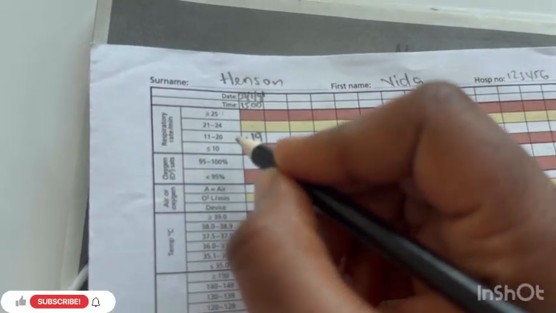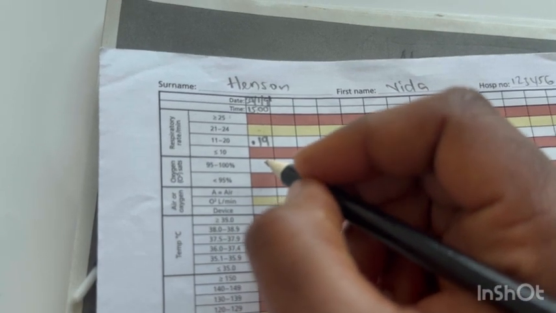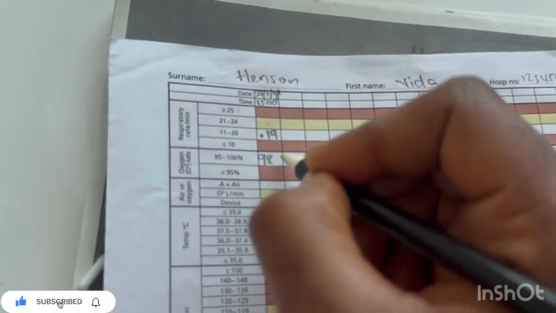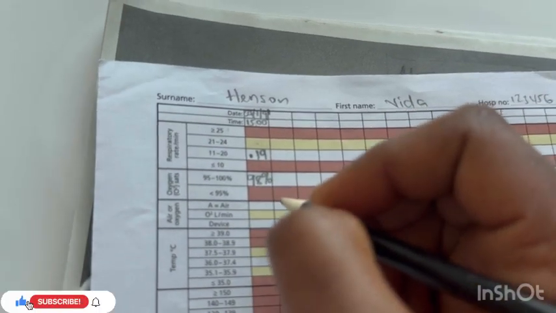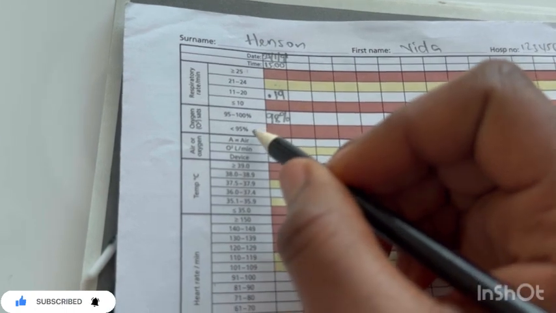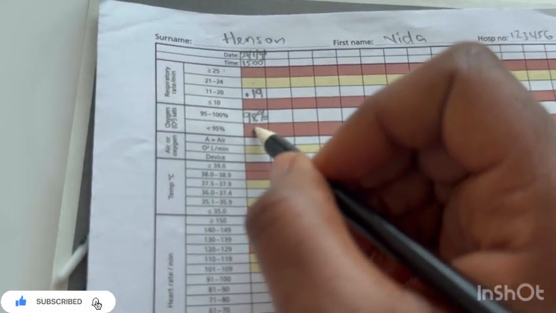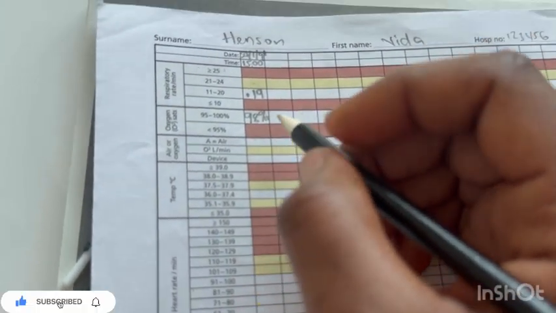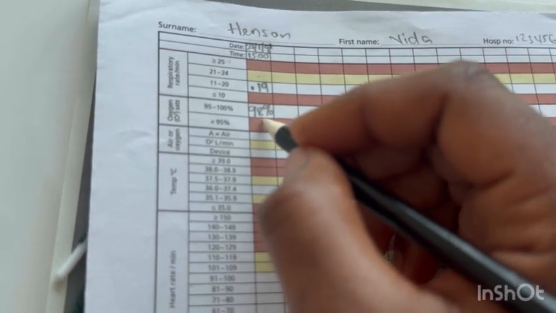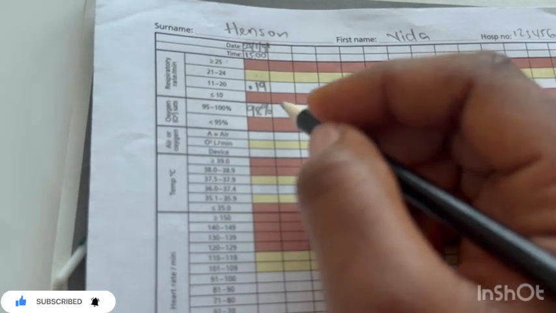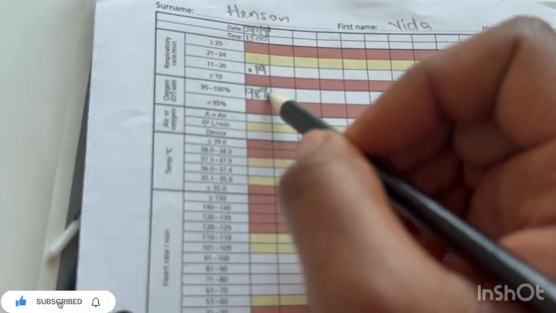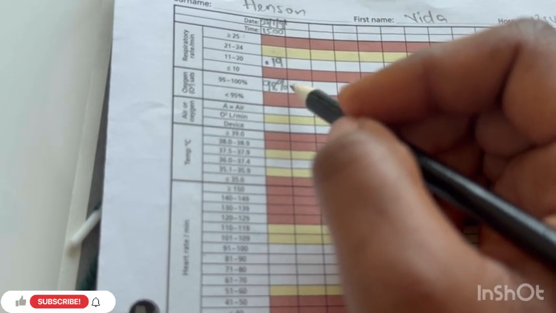Okay, so let's say, for example, this patient's oxygen saturation was 98%, so you put it there, 98%. Okay, and then if it was below 95%, you are going to pop it in the red box. If it was 92, obviously it's going to come here. So anything below 95% is going to come here. So normal oxygen saturation is 95 to 100. That is why the 95 to 100 is in the white box.